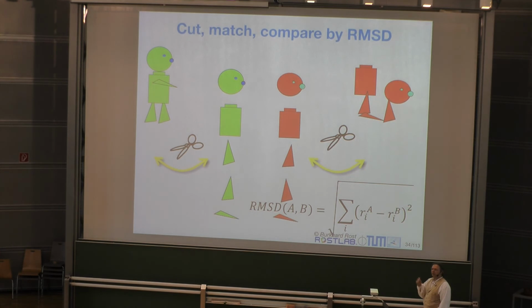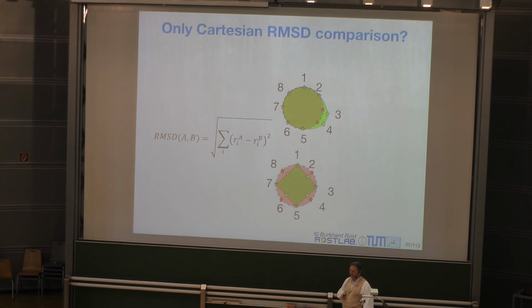So again, now we do a 3D comparison. The way we do that is we look at our object, we cut, we compare, we compile an RMSD, and we move these objects around in space. And essentially that's all we need.